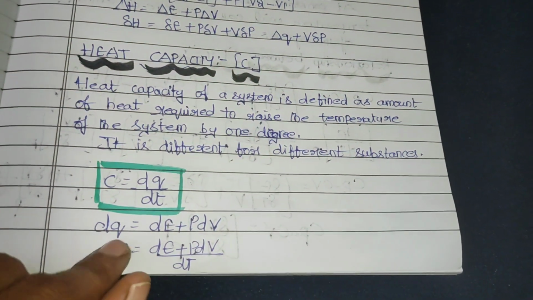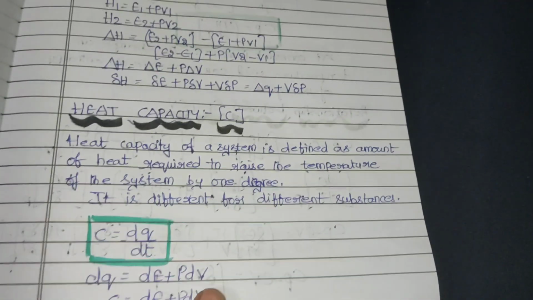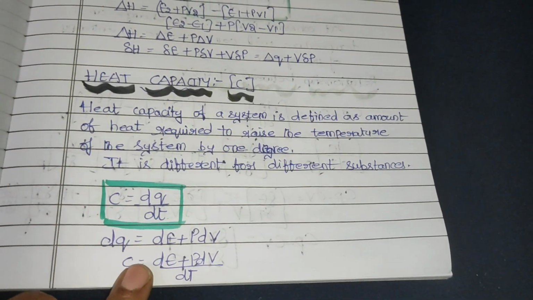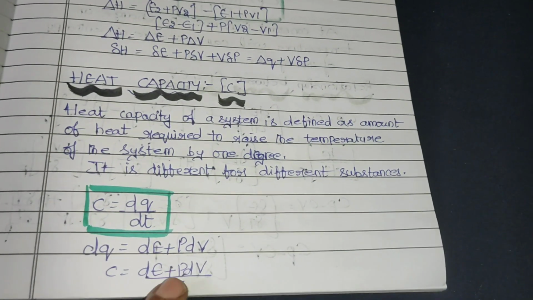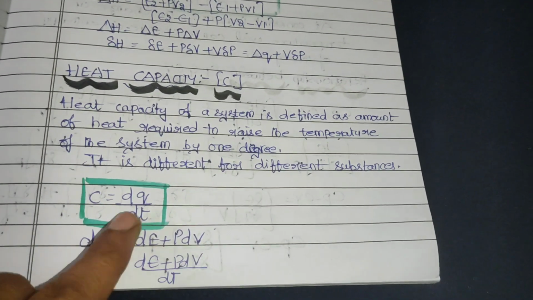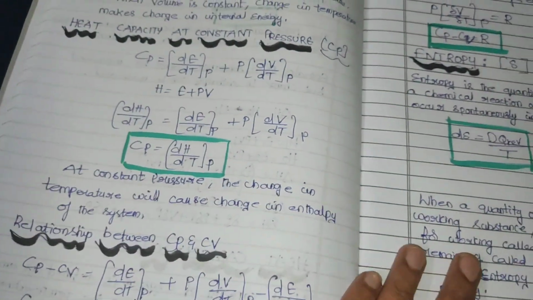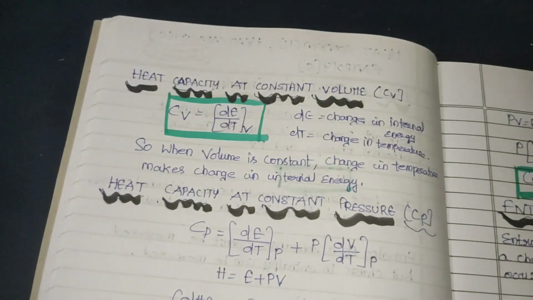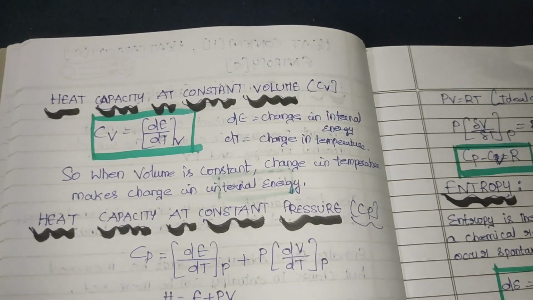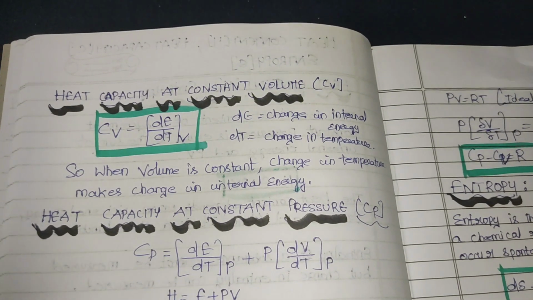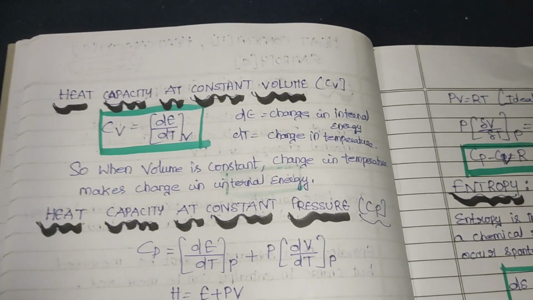We know that dq is equal to dE plus P dV. Then C is equal to, in the place of heat dq, we write dE plus P dV, divided by dT. Now the heat capacity at constant volume, so volume is the same: Cv is equal to dE by dT when the volume is the same.